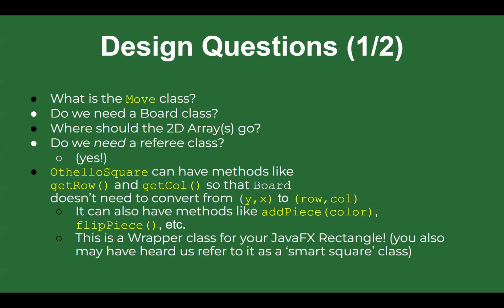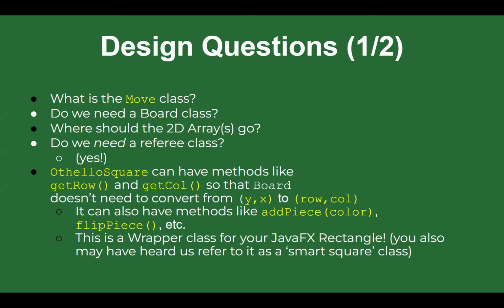Also, yes. It might be another good thing to think about, why the referee class is helpful. We discussed it earlier, but why we can't have the players keep track themselves of whose turn it is. And then talking about this Othello square class, which is kind of a classic wrapper class that we've seen before. And think about some of the methods that could go in this wrapper class to avoid having so many instance variables or conversions in the board.